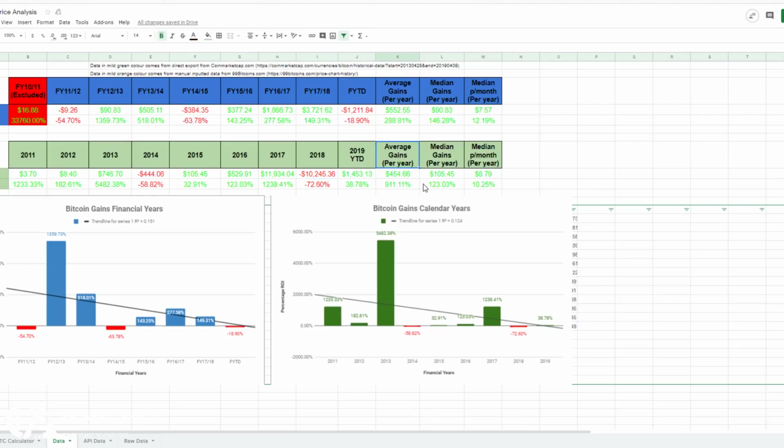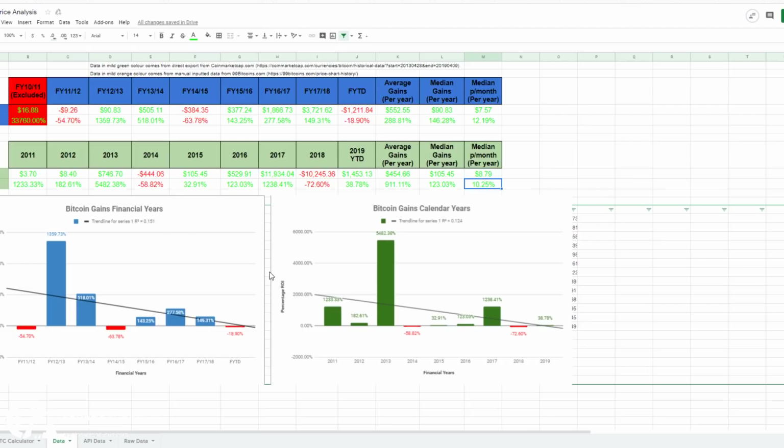And when we look at the average gains per year for the calendar years, we've got a far more significant return of 911%. However, the median is actually lower than the financial year. The median is 123.03%, with a median per month per year of 10.25%.